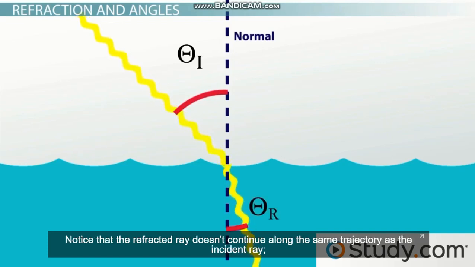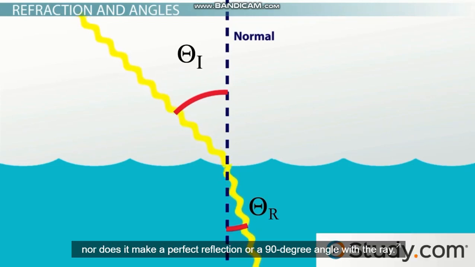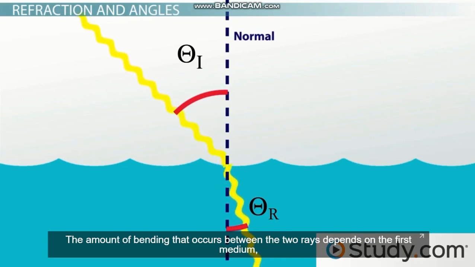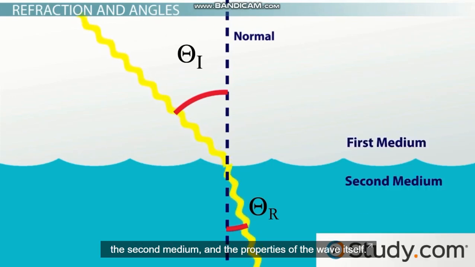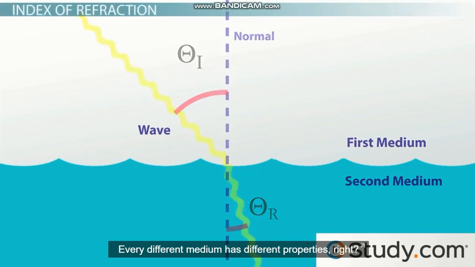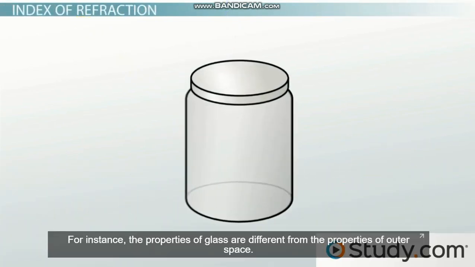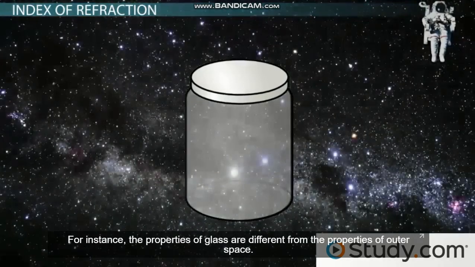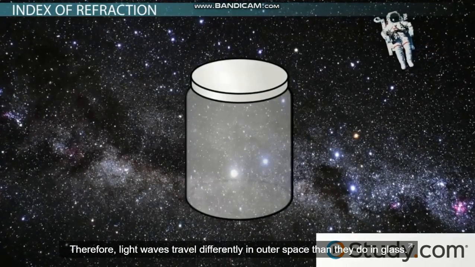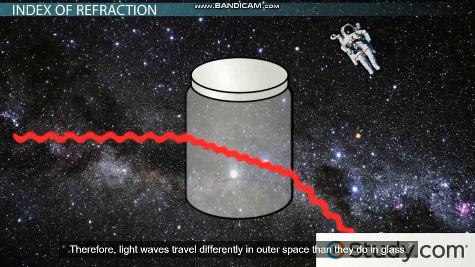Notice that the refracted ray doesn't continue along the same trajectory as the incident ray, nor does it make a perfect reflection or a 90-degree angle with the ray. The amount of bending that occurs between the two rays depends on the first medium, the second medium, and the properties of the wave itself. Every different medium has different properties, right? For instance, the properties of glass are different from the properties of outer space. Therefore, light waves travel differently in outer space than they do in glass.